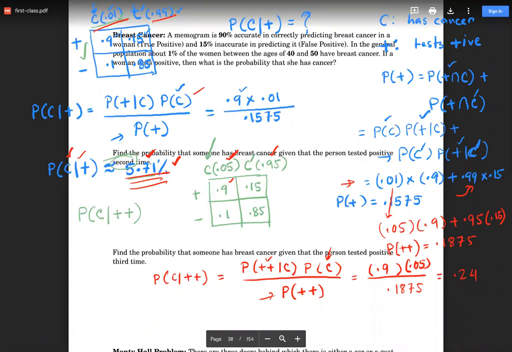Let me just double check to make sure that I got the numbers correct. 0.05 times 0.9 plus 0.95 times 0.15. Yeah, so about 24% chance. So probability of having cancer, given that the person has tested positive twice, is about 24% or 0.24.